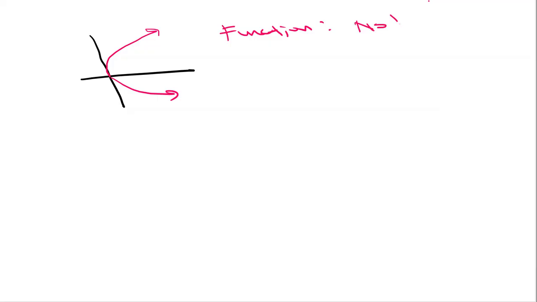This would not be a function because it does not pass the vertical line test, right? Because if I draw a vertical line, it crosses it twice. So it doesn't pass the vertical line test. So it's not a function.